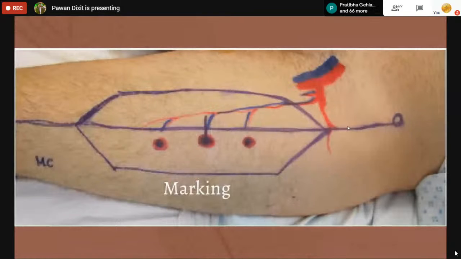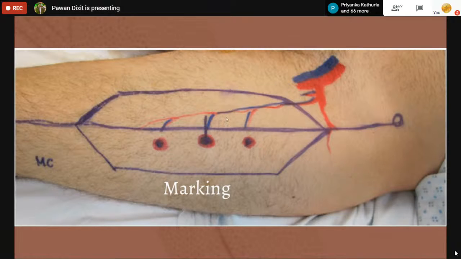This flap is marked from the anterior superior iliac spine to the superior lateral border. This particular line will be the septum, and a 3 centimeter diameter circle will be drawn in the middle of this, which will show the location of perforators from this descending genicular artery.